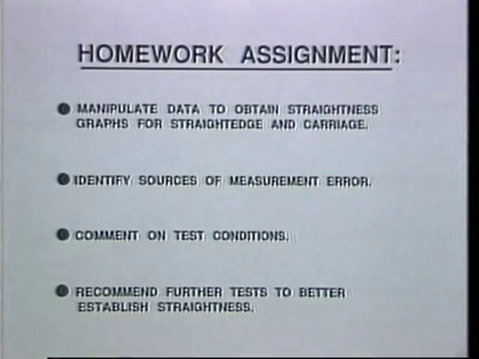Each student will receive 2 data files representing the straightness data for some straight edge and carriage combination. Included with the files will be information describing the measurement parameters. The homework assignment for this lab has 4 parts. First, manipulate the data, either manually or computationally, to obtain straight edge and carriage straightness graphs.